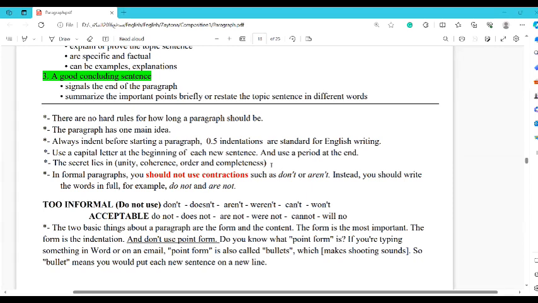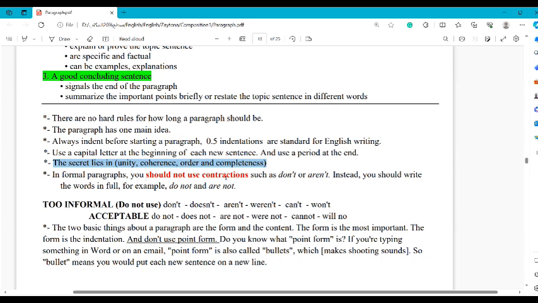Yes, note number five. Who can read it? Yes, go ahead, please. In formal paragraphs, you should not use contractions. Number five. Okay. The secret lies in unity, coherence, order, and completeness. You remember those elements, unity, coherence, order, and completeness? Yes. Okay, we talked about them much in the previous lecture and the last one. The secret lies, يعني يكمن السر, in unity, coherence, order, and completeness.